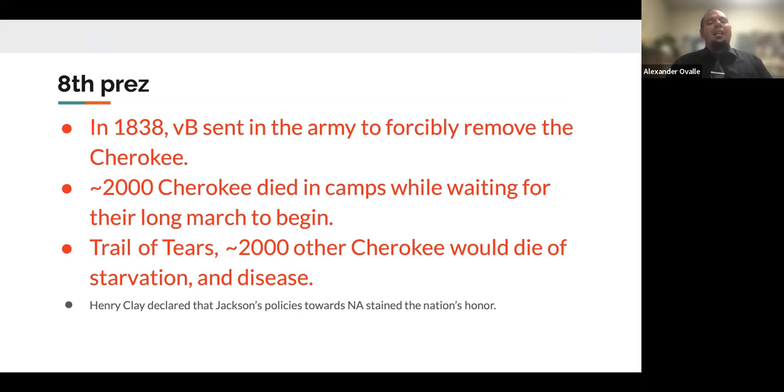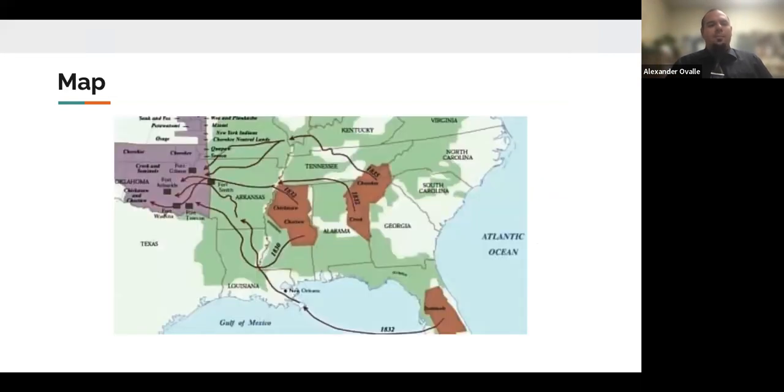Henry Clay declared that Jackson's policies towards Native Americans stained the nation's honor. Now, we have a horrible track record with those people. Here's a map of the Trail of Tears in the South. As you know, your warm-up was about this as well. So they had to walk from Georgia over here.